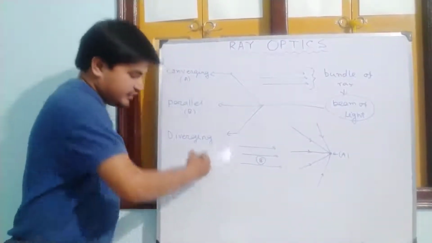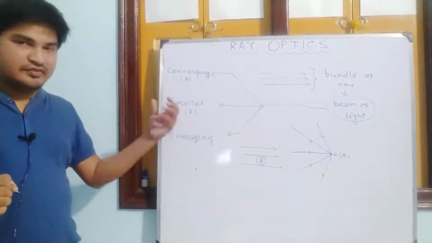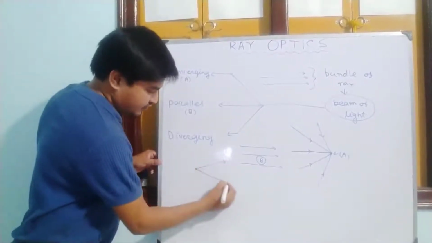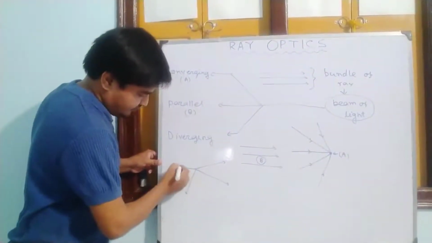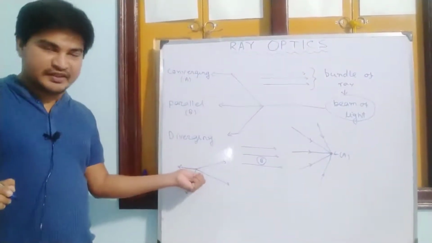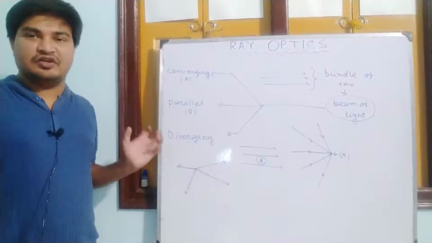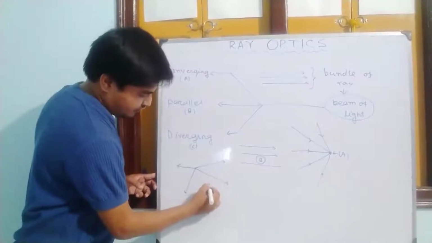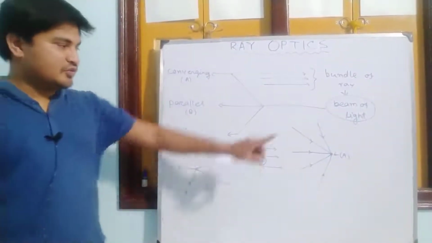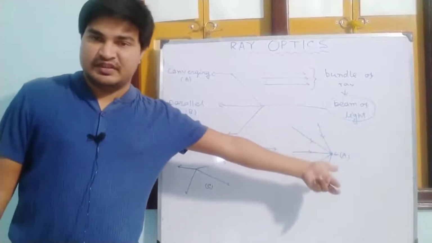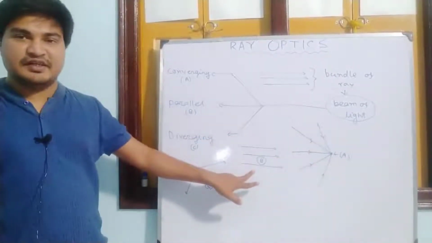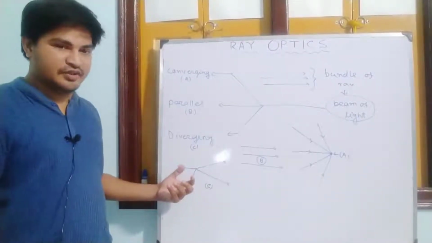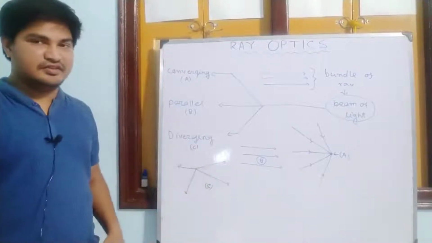If I consider it as a light source, we know that light rays travel in all directions. So this is the source of light, and from the source of light, the light rays always diverge. So these rays are called diverging rays. If the rays meet at a point, they are called converging rays. If the rays of light remain parallel with each other, they are called a parallel beam of rays. And if the rays are emitted from a point, they are called diverging rays.